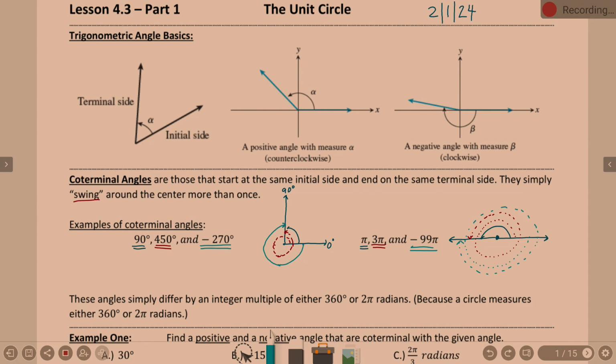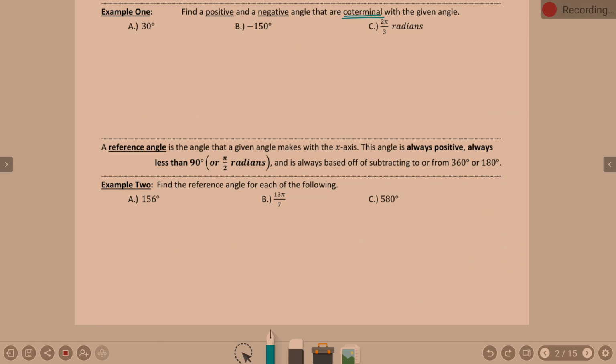What did we talk about? Pi over 6. Well, but I want all degrees answers. They gave me degrees. I want all degrees answers. If we go back to this one up above, 90, 450, and negative 270 were all coterminal names for 90. Add 360 and then subtract.